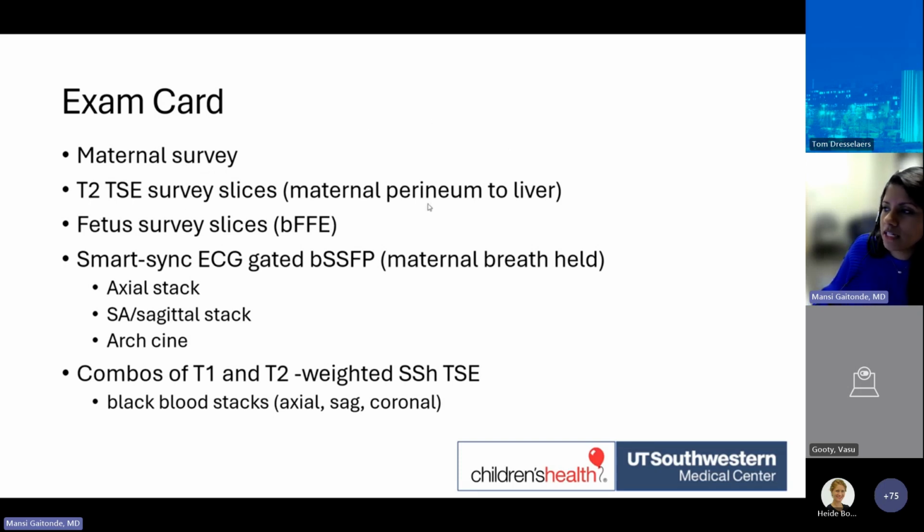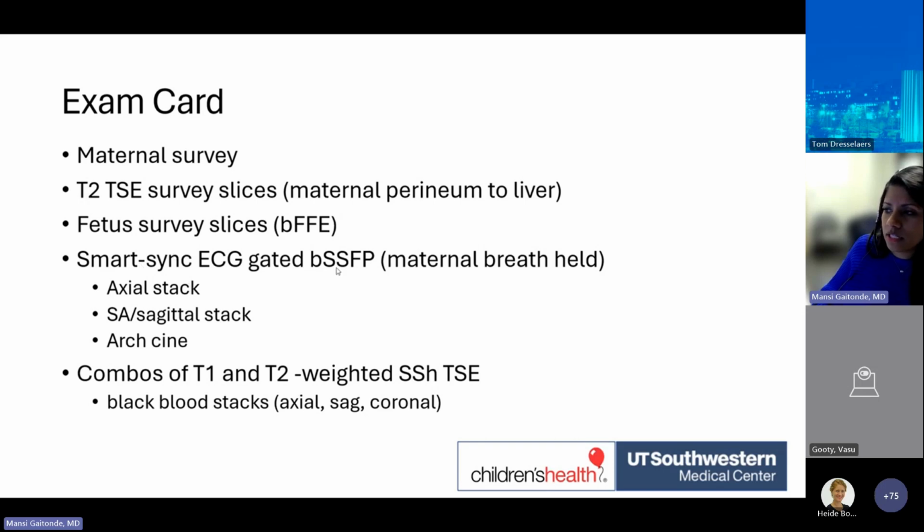This is our typical exam card. Our radiologists like to have these survey slices from the maternal perineum to the liver, because it gives a good overview of all the fetal organs. And when we're dedicated to the cardiac scan, we do want to make sure we're not missing any major extracardiac anomaly. So this is their survey.